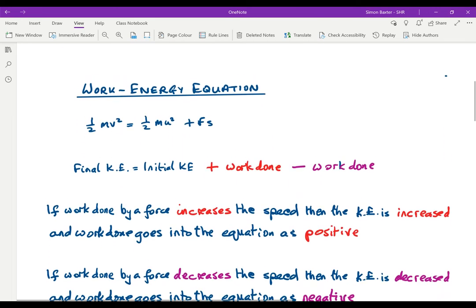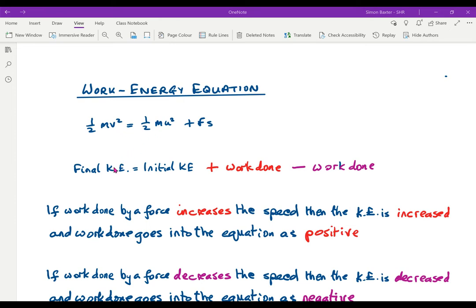You've seen this equation before, and this says that your final kinetic energy is equal to your initial kinetic energy plus work done. So if you do some work, you put it in, the total amount of energy is the same. The initial amount plus the work you put in is what you get at the end. Nothing has disappeared in our model in terms of light, heat, noise.